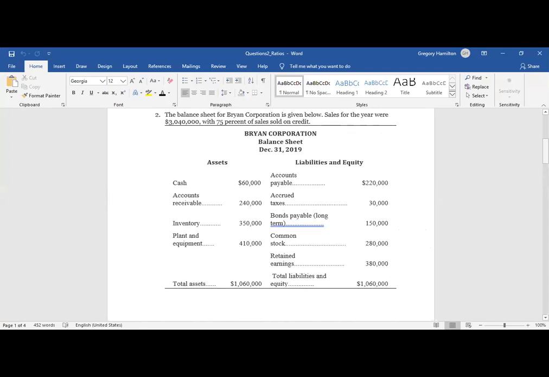So in this case, the balance sheet for Brian Corporation is given below. Sales for the year were 3,440,000 with 75% of sales sold on credit. So if 75% of the sales are sold on credit, what happened to the other 25%? Anyone? 25% cash. Right, so 25% would have been received in cash on the day of sale.